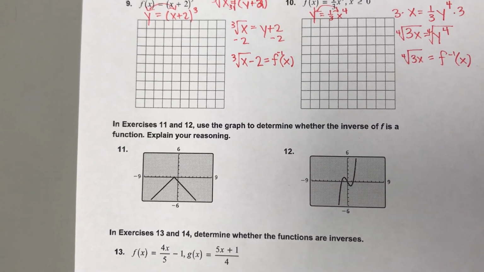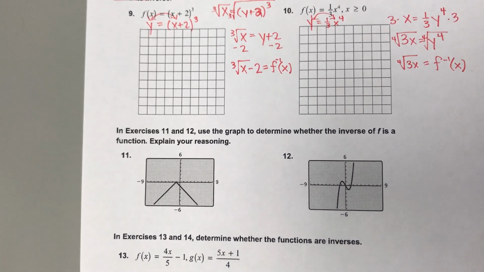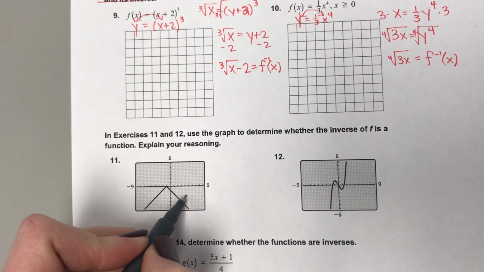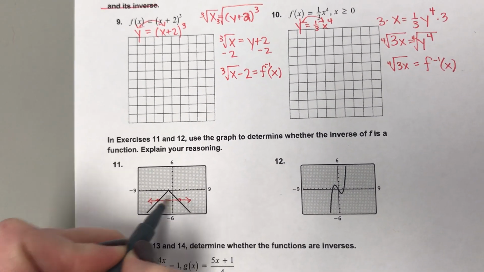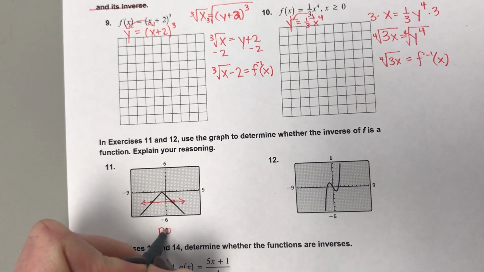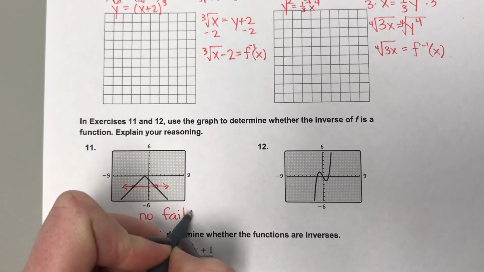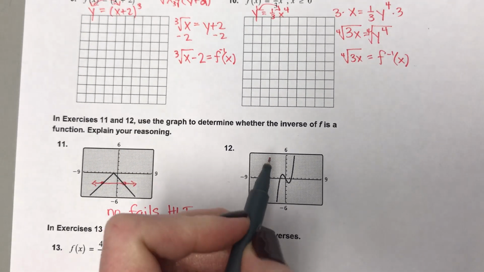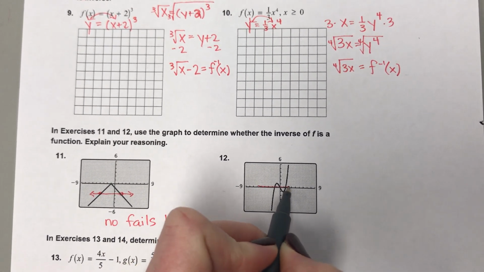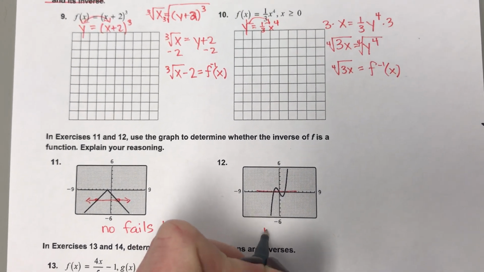Okay, so looking at 11 and 12, we talked about the horizontal line test just earlier in the notes, so you can see here this hits multiple points, so it's not going to be a function. Nope. Fails the horizontal line test. Looking at this one, it also fails. That one hits 3 points.